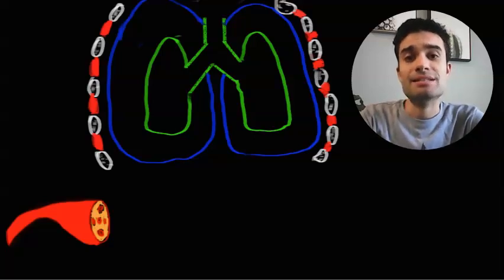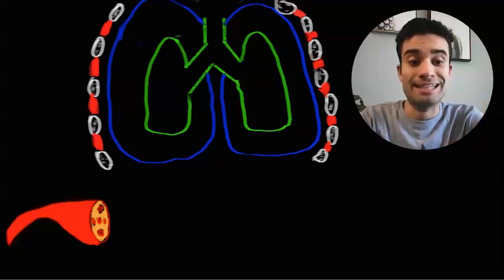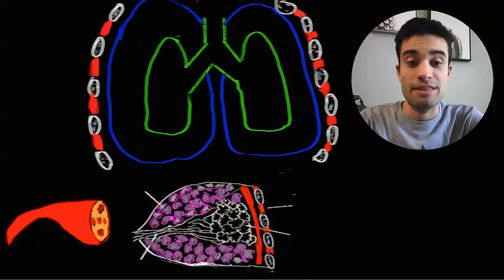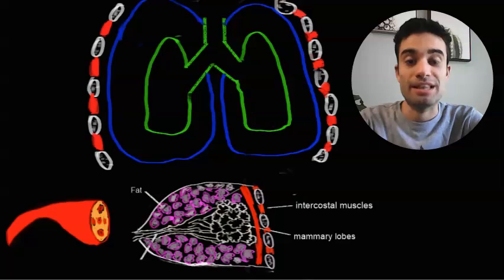The next important aspect of the thoracic cavity is that it's also the attachment for the mammary glands. If you can see here, it serves as the attachment point for the mammary glands. And we have our intercostal muscles, as you can see here. We have our mammary lobes, and then we also have other components like fat and the mammary ducts. So this is the structure of the mammary glands.